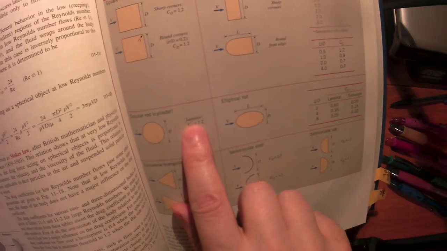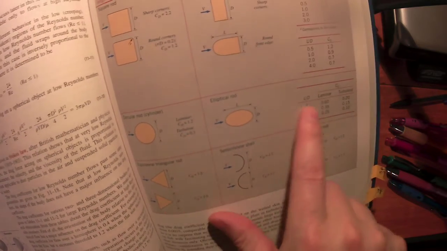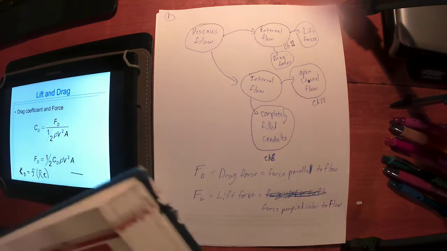See here they're telling you this one's for laminar or turbulent. These are for laminar or turbulent. So there are some that will specify whether you're dealing with laminar flow or turbulent flow. But for the most part, these numbers are for turbulent flow conditions.